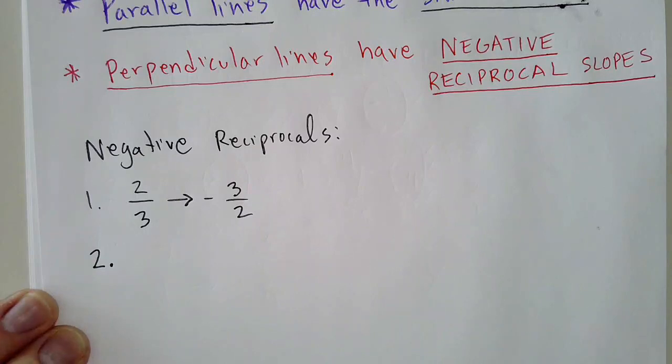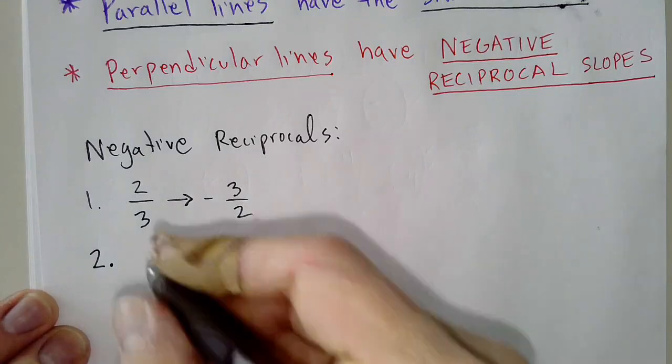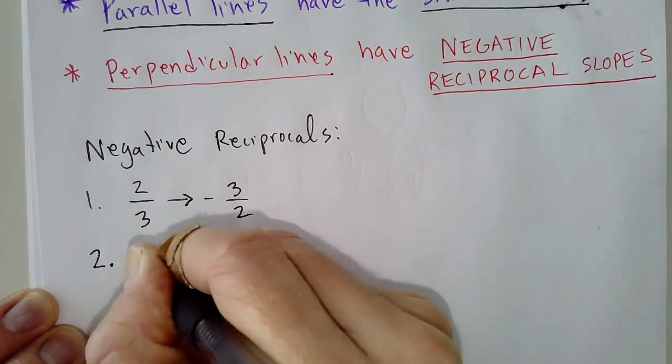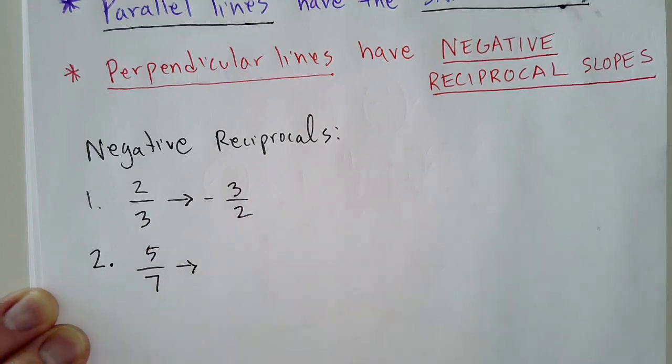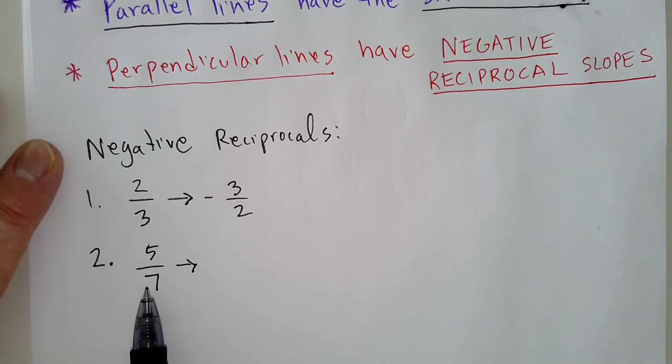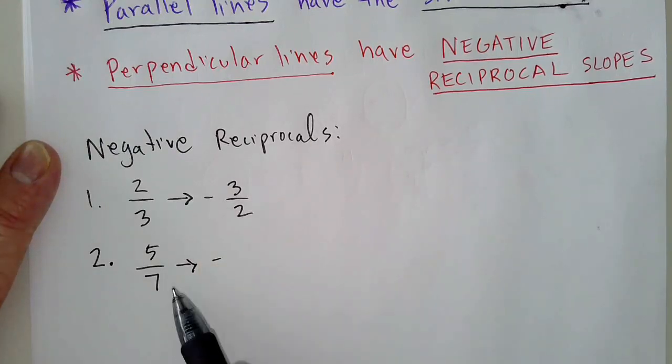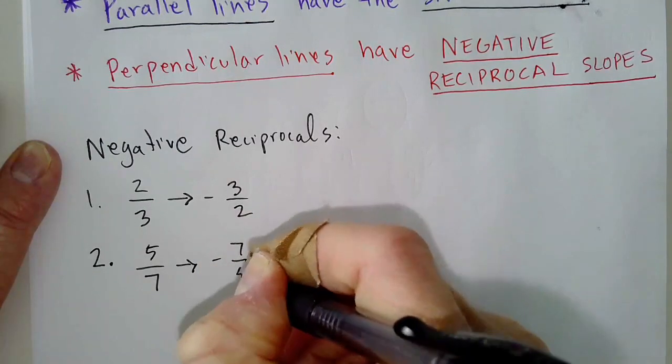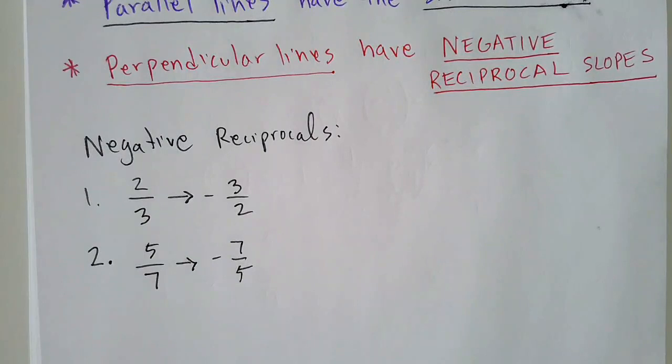The next one, I'm going to say, what's the negative reciprocal of 5/7? Can you tell me what that would be? The sign switches to negative, and the fraction flips. Negative 7/5. Pretty easy to understand, really.